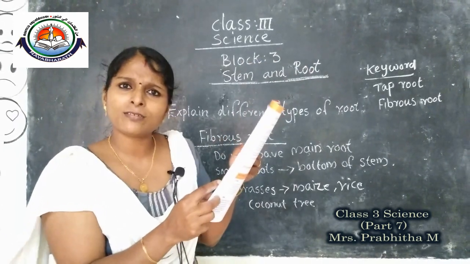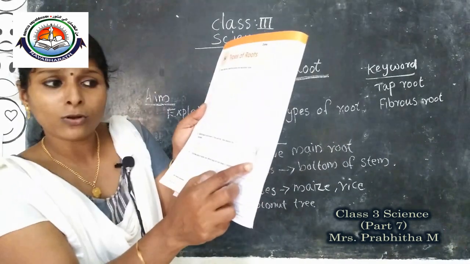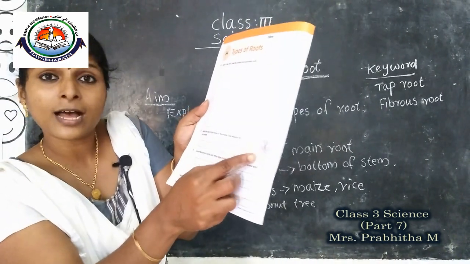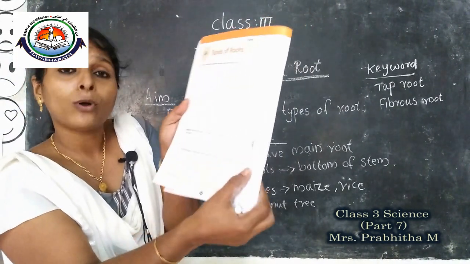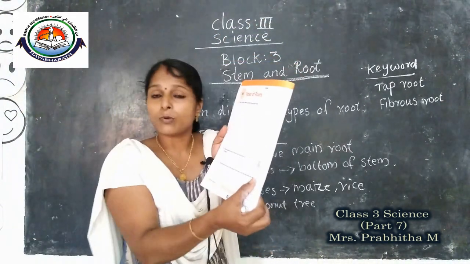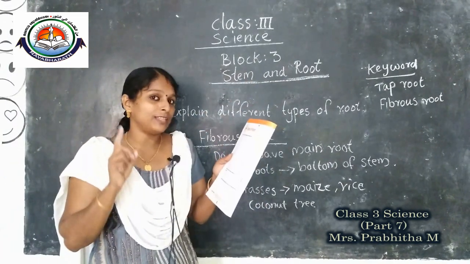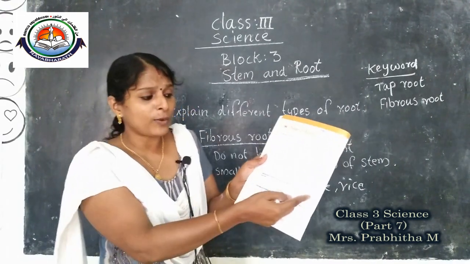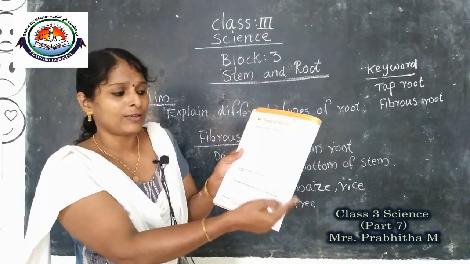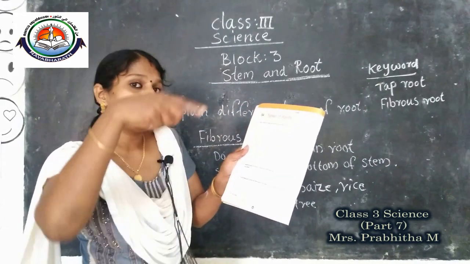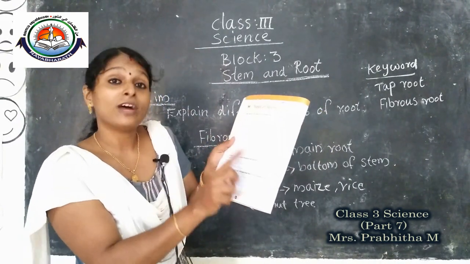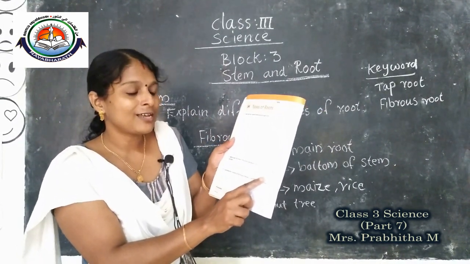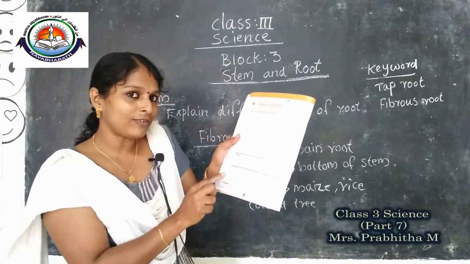Why is it fibrous root? Yes, it is because some small roots are coming from the bottom of the stem. And it is spread into different directions, isn't it? We can see it is spread into different directions. So it is fibrous root. Got it? Okay. Then the third question we will discuss.